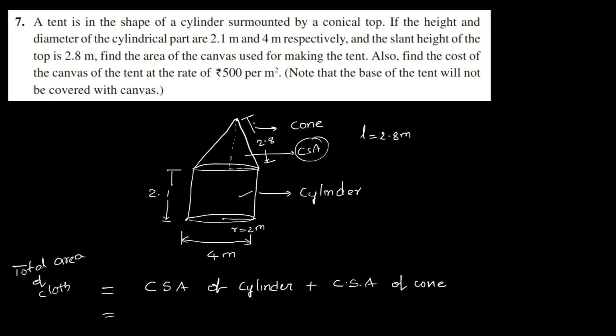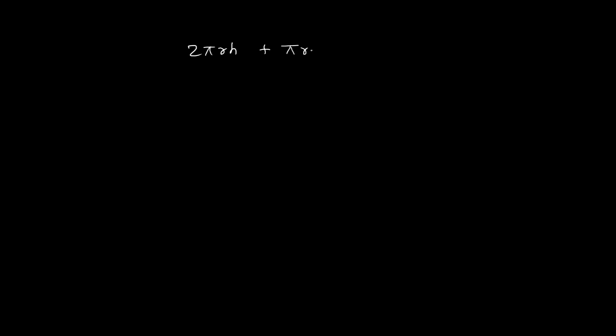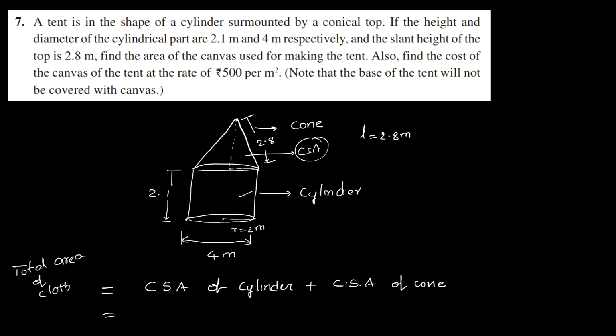And CSA of cylinder is given by 2 pi RH plus CSA of cone is given by pi RL. So since we know all the values we can directly substitute. So I'll take pi r as common here, because the radius is common and pi is also common. Taking pi r common, here we have 2h, and here we have L. So pi is 22/7, and the value of r, the radius given to us, is 2.